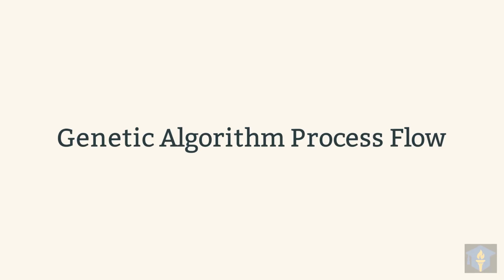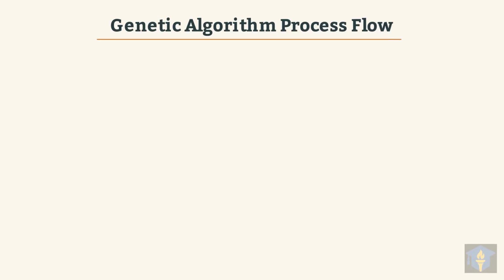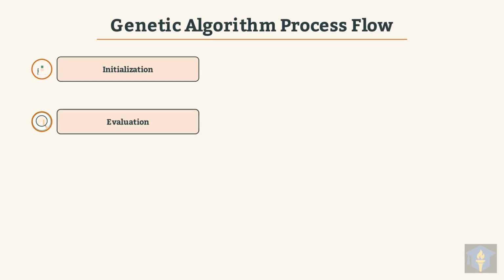Now, let's walk through the typical process flow of a genetic algorithm, step by step. The process begins with initialization, where we create the initial population of random solutions. After initialization, we move to evaluation, using the fitness function to assess each solution. Next is selection, where the fittest individuals are chosen to become parents for the next generation.